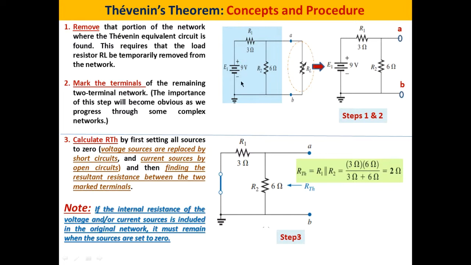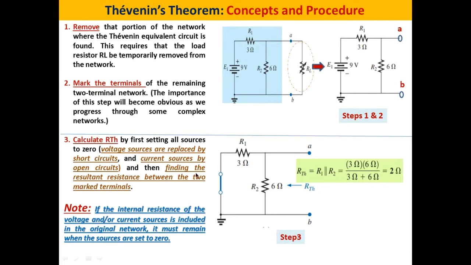So here, how many sources do we have? We have only one source. The type of the source is voltage source, so we have to replace it by a short circuit. If there is a current source, we replace it by an open circuit. So here we have to replace it by a short circuit. To calculate R Thevenin, we first set all the sources to 0. Voltage sources are replaced by a short circuit, and current sources are replaced by open circuits.